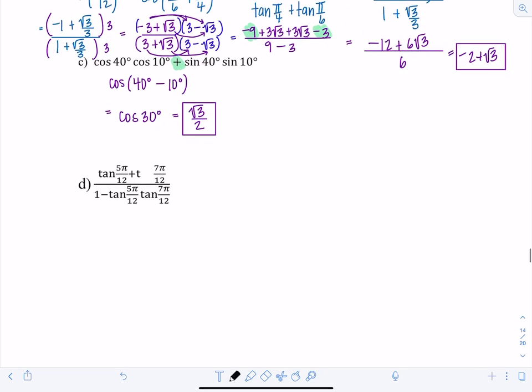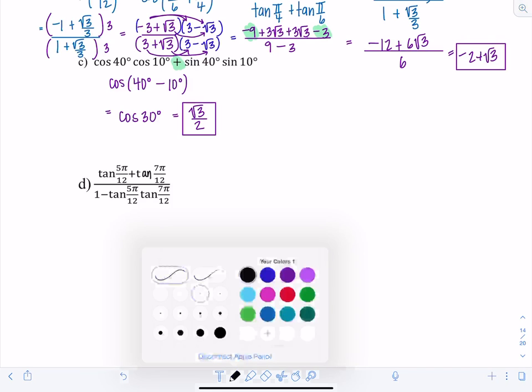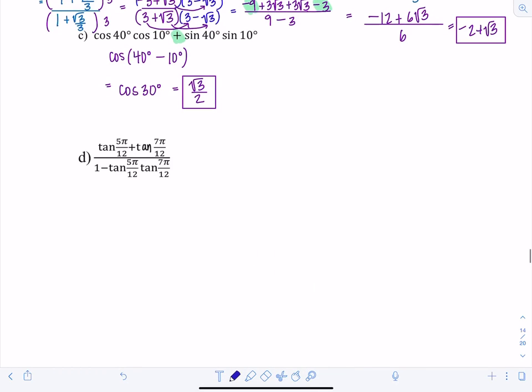Okay, next one: tangent of 5 pi over 12 plus tangent of 7 pi over 12, over 1 minus tangent 5 pi over 12 times tangent 7 pi over 12. So this is the formula for tangent angle addition, right? So it's going to be 5 pi over 12 plus 7 pi over 12. Well, that's going to be 12 pi over 12, which is tangent of pi. Now, tangent at pi, that's sine divided by cosine. Sine is 0, cosine is 1, so this is equal to 0.